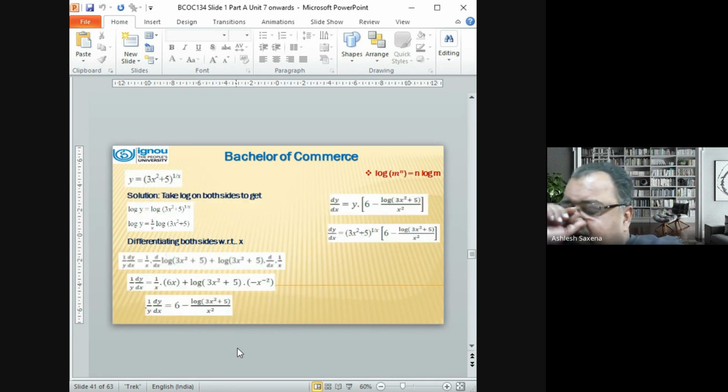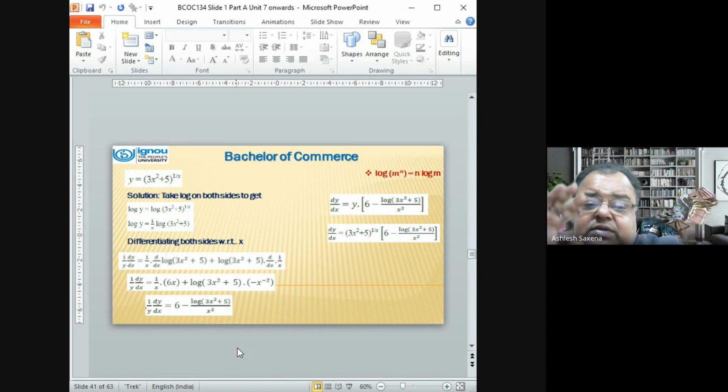Another type of problem is what you can see over here. It is y is equal to (3x squared plus 5) raised to the power 1 by x. Again, the power cannot be reduced. We will be taking log on both sides. So your problem will be log y is equal to 1 by x into log (3x squared plus 5). Now again, when we differentiate it, you can see there are 2 terms, 1 by x and log (3x squared plus 5).